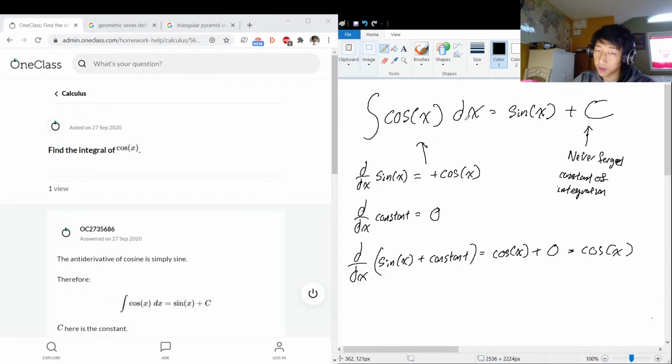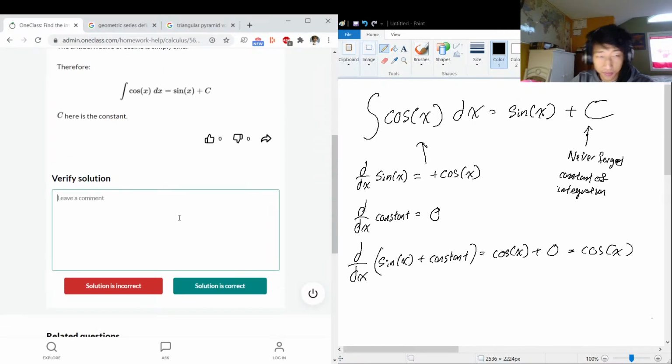And the integral of cos x is simply sine x, because we know the derivative of sine x is cos x. But don't forget the constant. Constantly be thinking about the constant. Sounds good? Awesome. Okay, so the above solution is correct.